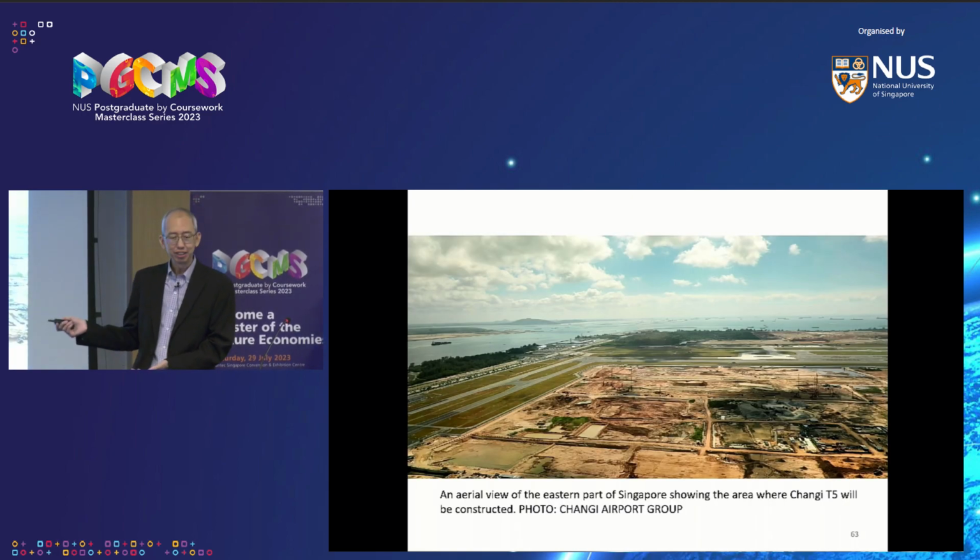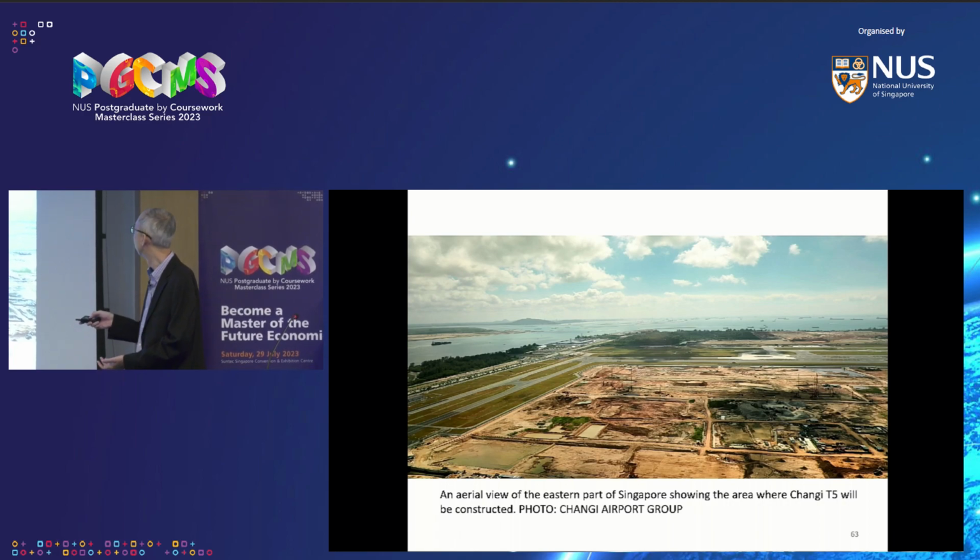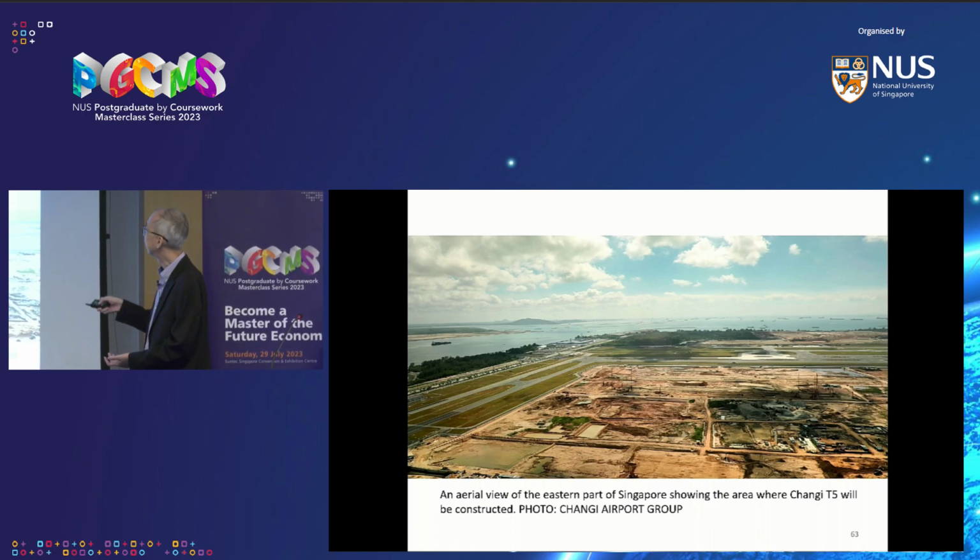Some aerial shots from Changi Airport Group, all the development that's taking place. Normally they have a site office that's actually on the other end. So this is the Changi Air Show site. For those of you who are familiar, this is runway 3, and then runway 2 is over here.